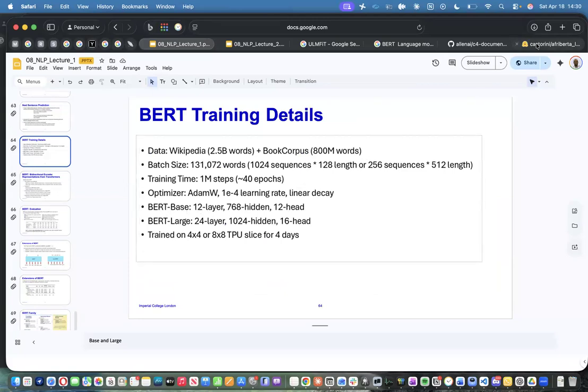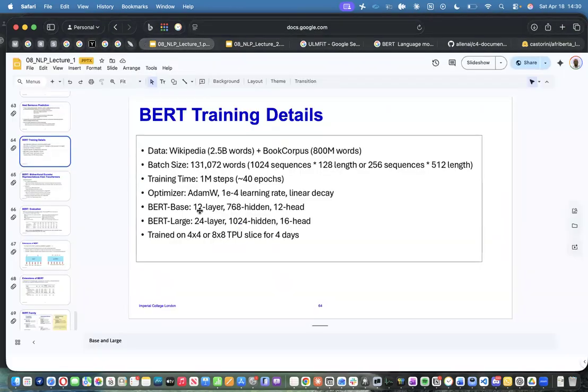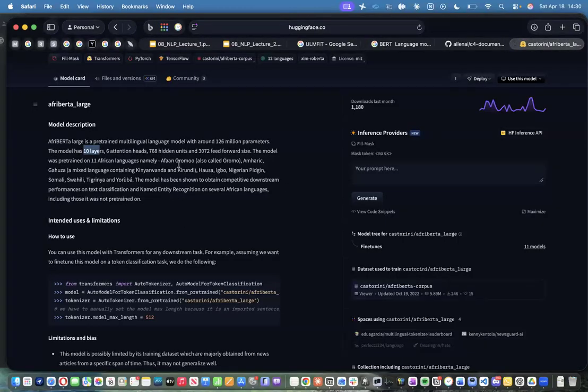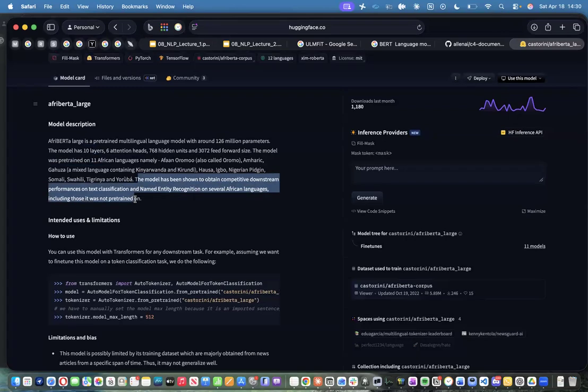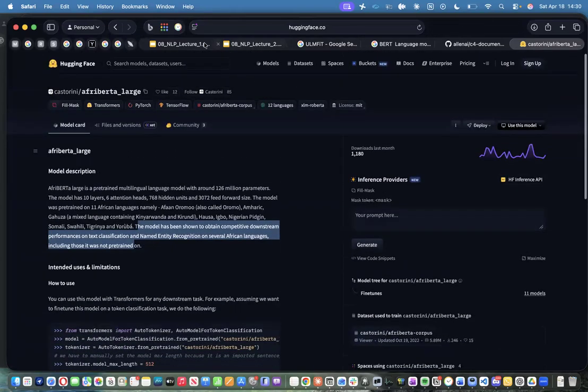BERT base. If you look at this one here, they are telling you the same thing: 10 layers, 768 hidden units, and 6 heads, something like that. So they just basically use the same architecture and train on these African languages. The model has been shown to obtain competitive results on downstream tasks. So they just take an existing language model and continue training it.